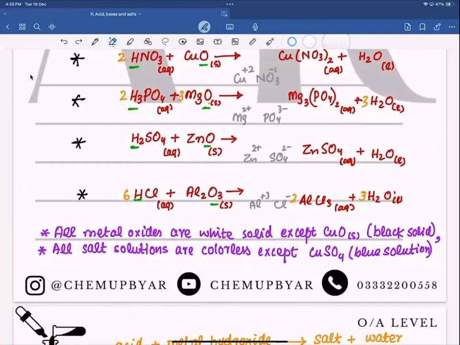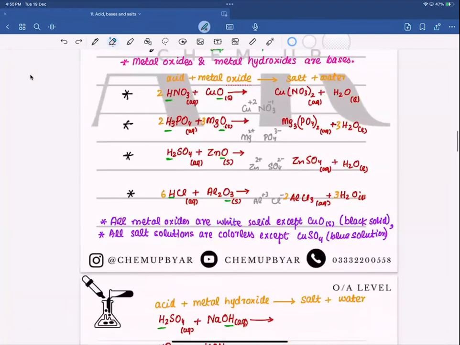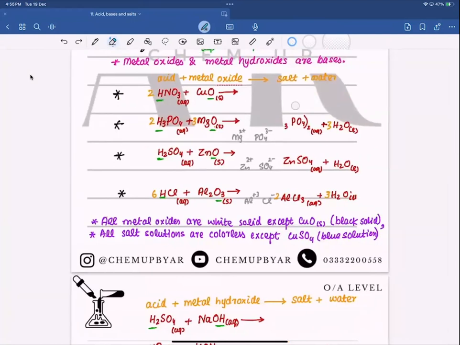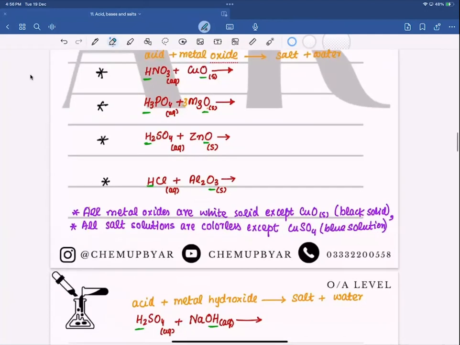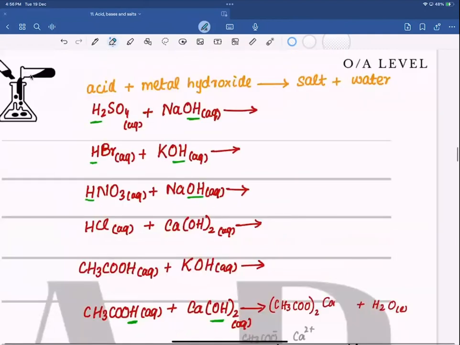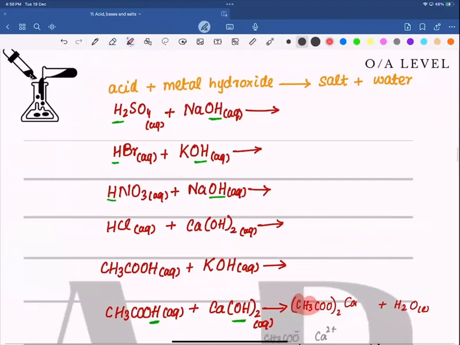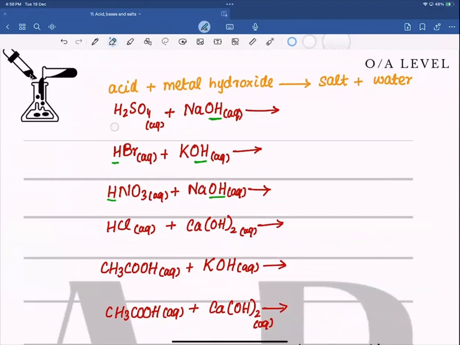Now, there are 2 types of bases, right? One is metal oxides and the other one is metal hydroxides. Okay. So when acid reacts with metal hydroxide, again what are we going to get? We are going to get the same products, salt and water. So it doesn't matter whether the acid is reacting with the base, metal oxide or metal hydroxide, as both are bases. So we are going to get salt and water.